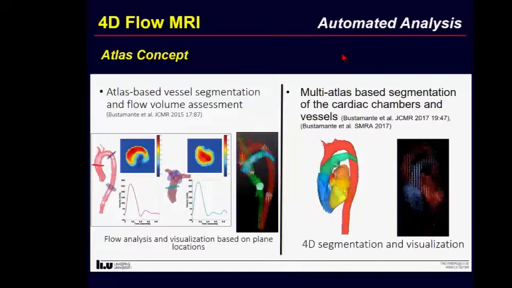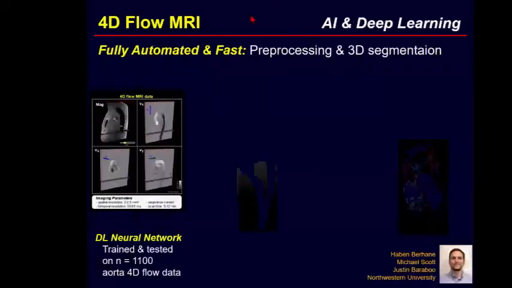This is a big advantage and takes into account the anatomic variability you have in the data. One of the disadvantages still is that these algorithms take some time to process. So it's automated but takes time. An alternative is, and you may have guessed it, AI and deep learning.